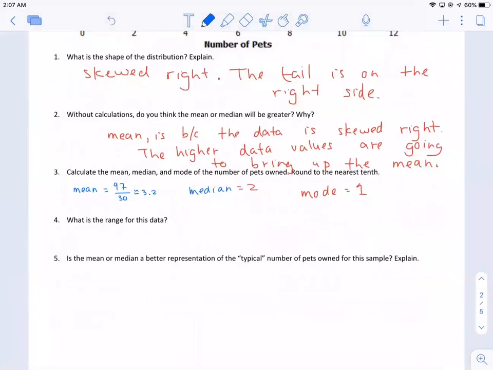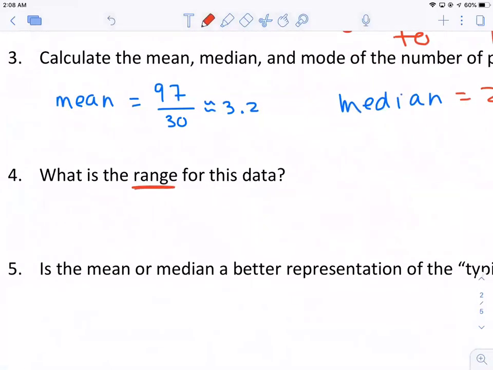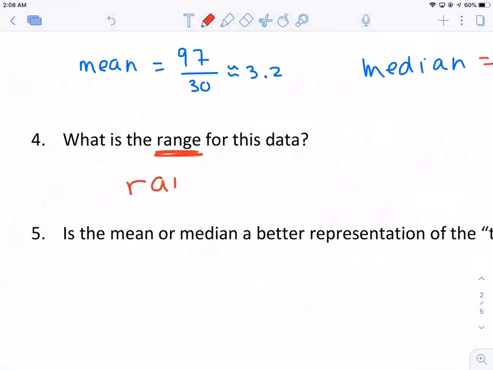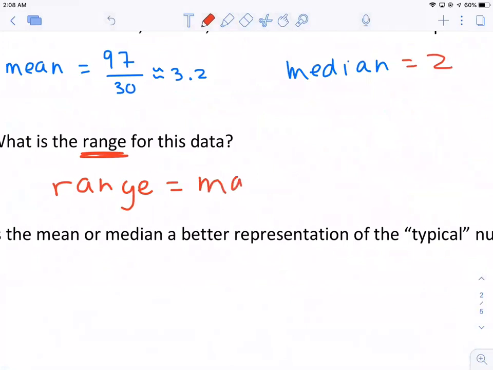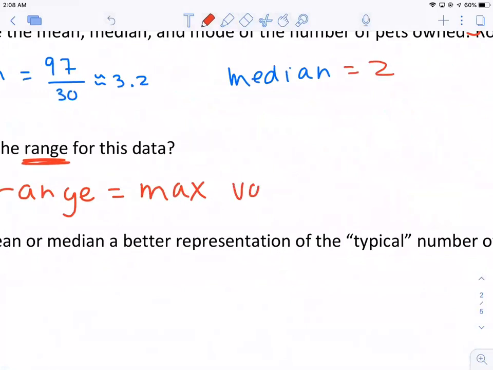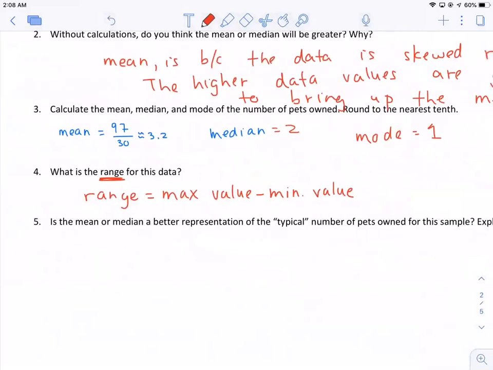What is the range for this data? All right, so I know we did a whole bunch of time on domain and range, right? The range was the set of all y values, right? When we talk about statistics, range is going to have a little different definition, right? The range of our data is going to be equal to the max data value minus the minimum data value. So max minus min. Right, so it's a different definition. It's the same word though.